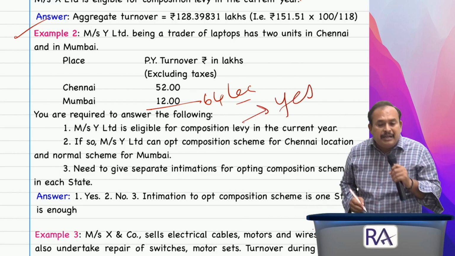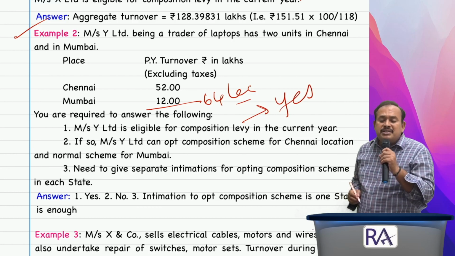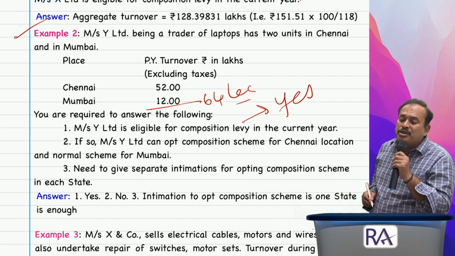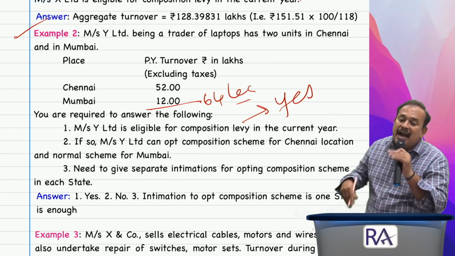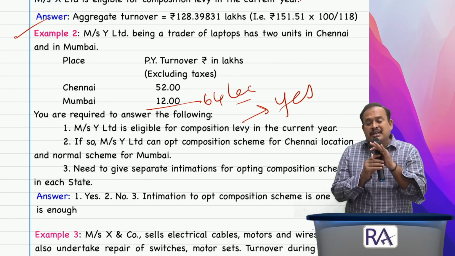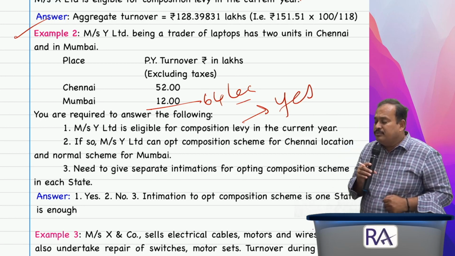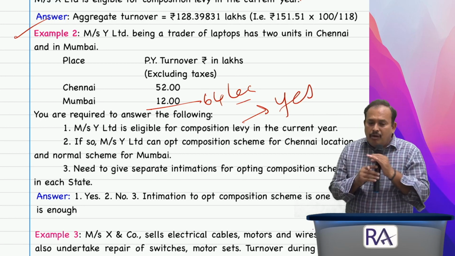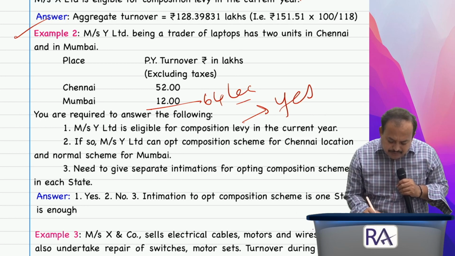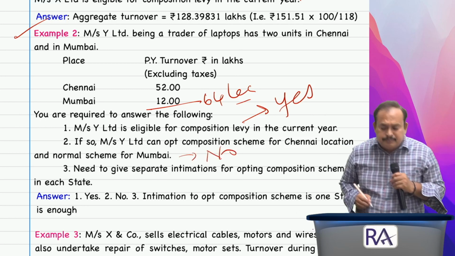Yes. Point number 2. If so, Mrs. Y Limited can opt composition scheme for Chennai location and normal scheme for Mumbai location. Is it possible? I'm asking you. Respond to me. No, not eligible. You have to respond, my dear friends. So here the answer is no.